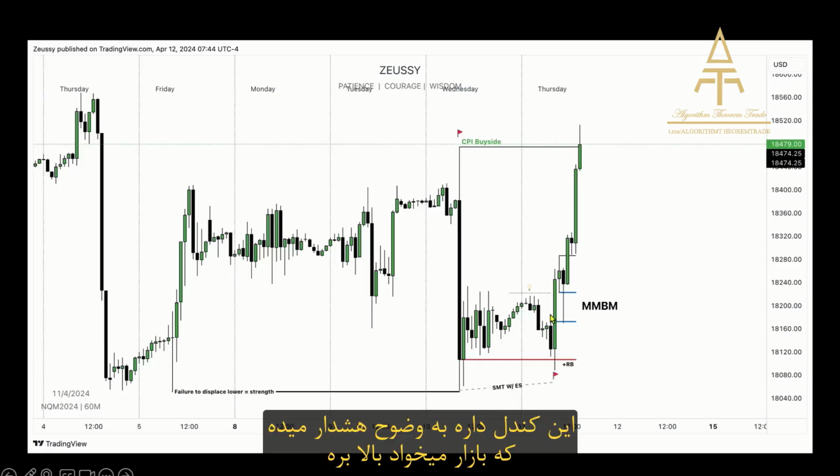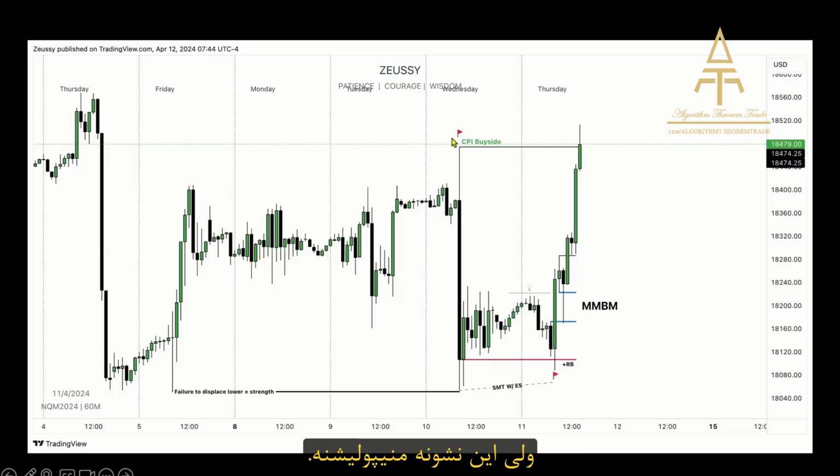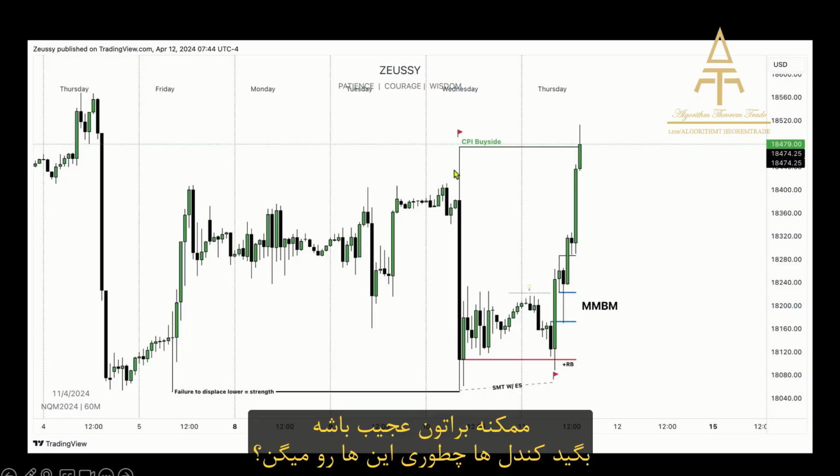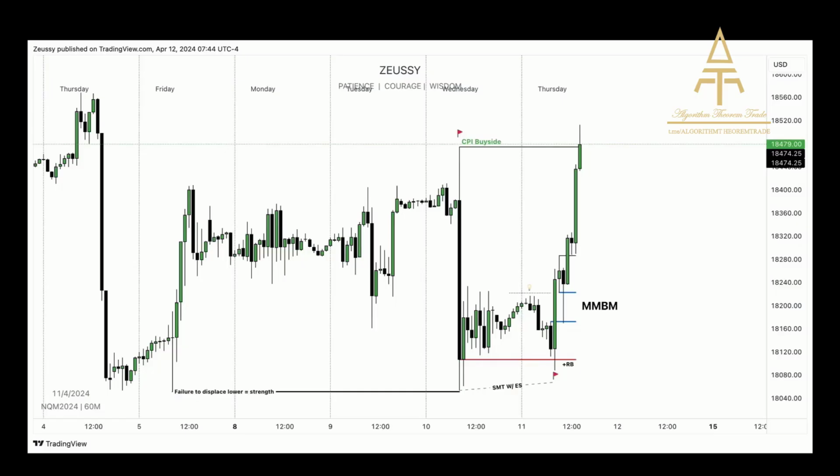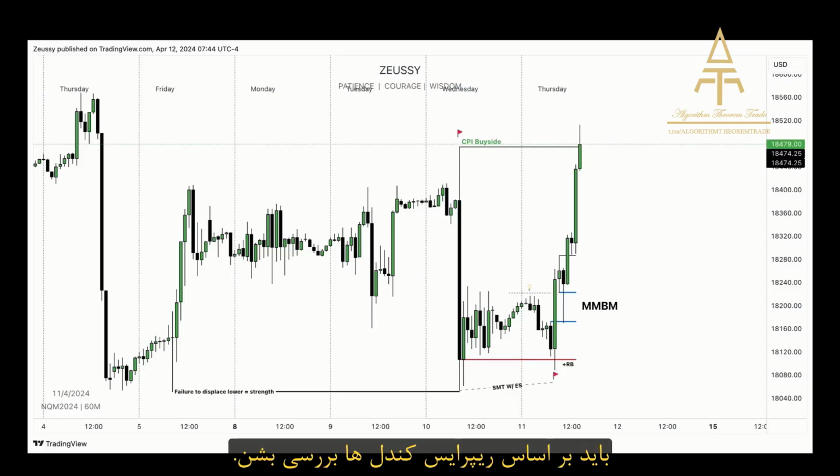This candle signals and screams displacement. It screams we're gonna go higher. This candle, however, says this is manipulation. I know it may sound a bit weird. How could the candles potentially say that? It has to do with how the candles reprice and based on what they get repriced.